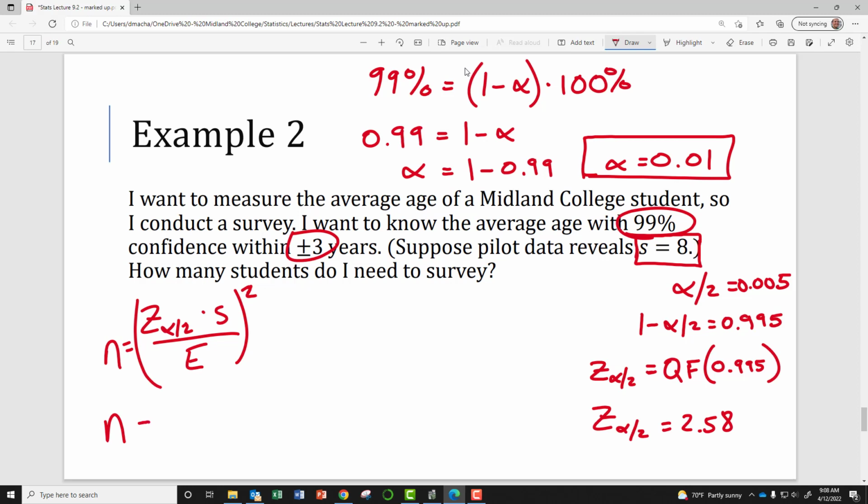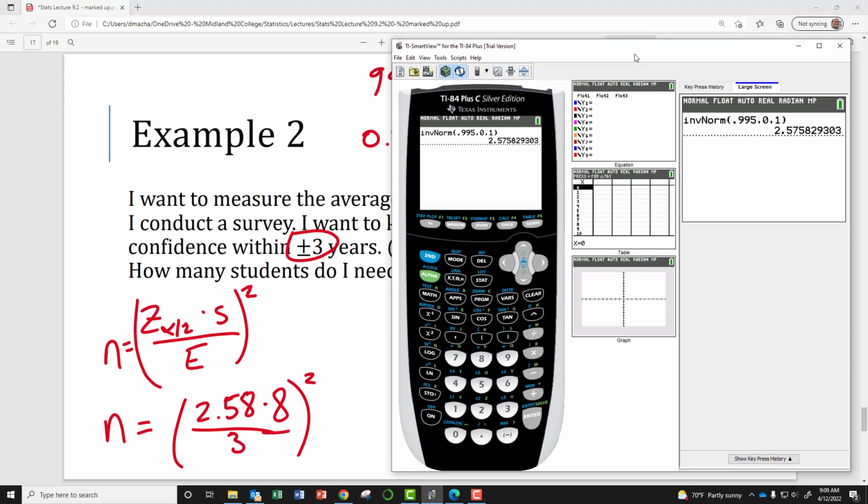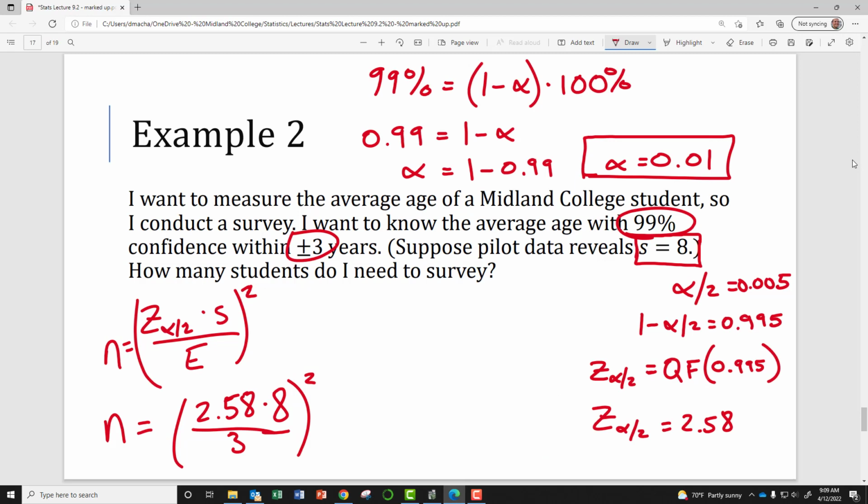So I think I'm ready to use my formula and plug everything in here. So I put 2.58 times, my word problem tells me that I should use s equals 8 for that standard deviation there, my margin of error is plus or minus 3 years, and I need to square the whole thing. So in my calculator, we do open parentheses 2.58 times 8 divided by 3, close parentheses, and then square that, and we get 47.3.